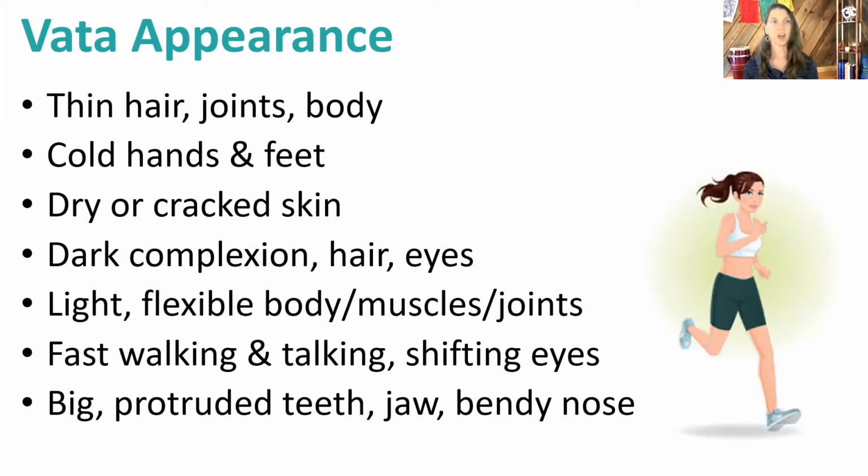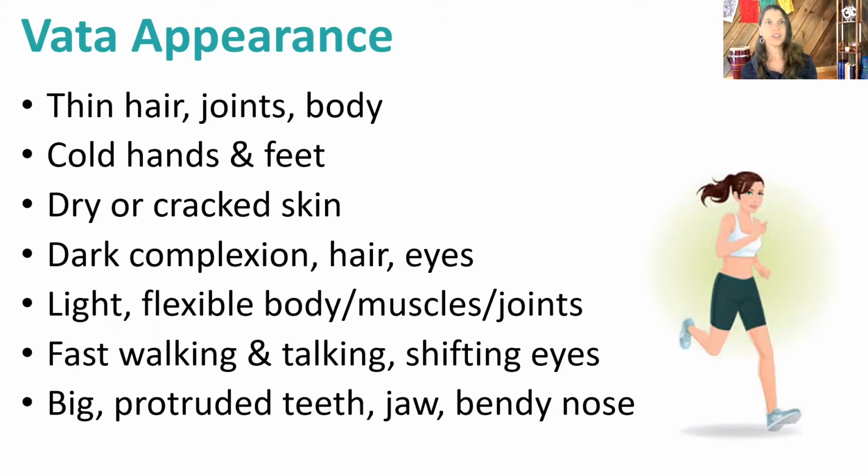Vatas typically are fast moving. They're fast talkers. They're fast walkers. Their eyes shift around a lot more because, again, Vata governs movement. And typically the teeth will be larger and their nose will have some bends to it. If you consider, again, that movement of Vata, it's going to show up in their facial features as well.